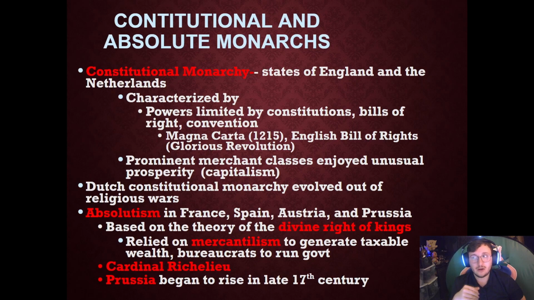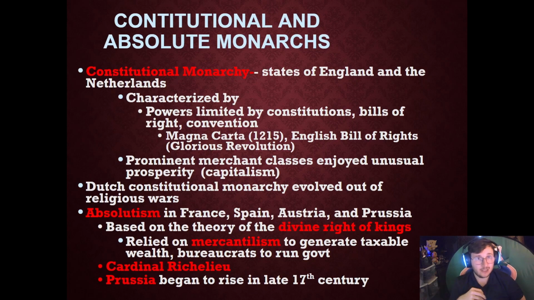Normally, constitutional monarchies have a predominant merchant class, which is really the basis for capitalism, which is going to start to appear at this time. Now, in other places, such as the Netherlands and the Dutch, they're going to have a constitutional monarchy evolve out of religious conflict, where the two separate kings have too much power, and they start wars that have no meaning, or they're just religious wars. So they really push themselves to create a constitutional monarchy.